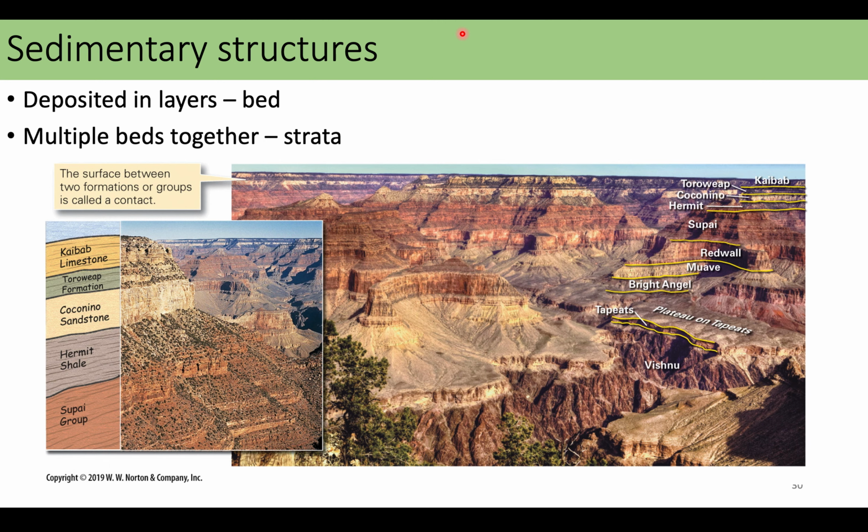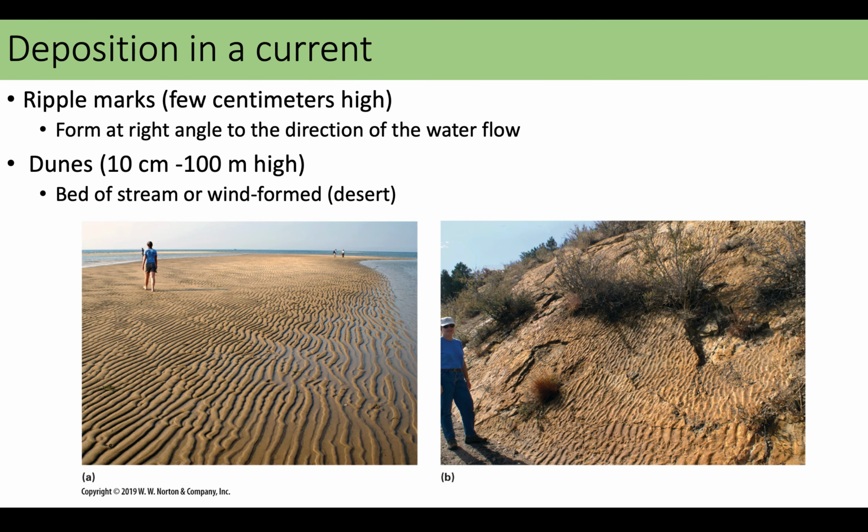The layer between two beds we call a contact. So when you hear the word contact, we are talking about the surface between two beds. Where two different sedimentary beds meet within the strata, we call that a contact. There's a couple different types of deposition that can become very apparent because they leave behind clear markings of what happened.